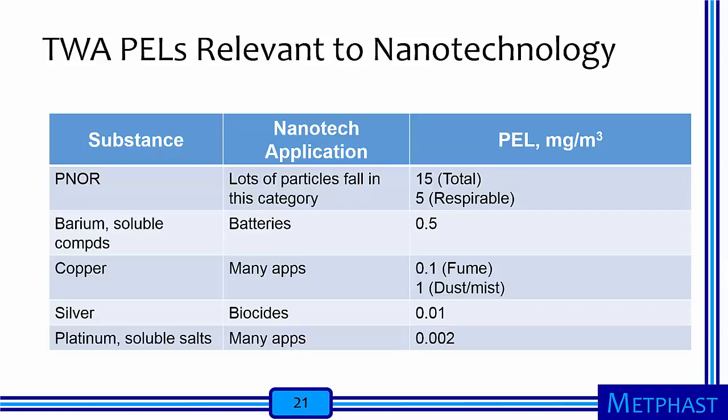Many metals have much lower OELs, such as 0.5 milligrams per meter cubed for soluble barium compounds that are commonly used in batteries, 0.01 milligrams per meter cubed for silver used as biocide, and 0.002 milligrams per meter cubed for soluble platinum compounds used in many applications. Sometimes limits are different for the state of the substance, like that shown for copper. The PEL for copper fume is 0.1 milligrams per meter cubed, whereas that for copper when occurring as a dust or mist is 1 milligram per meter cubed.